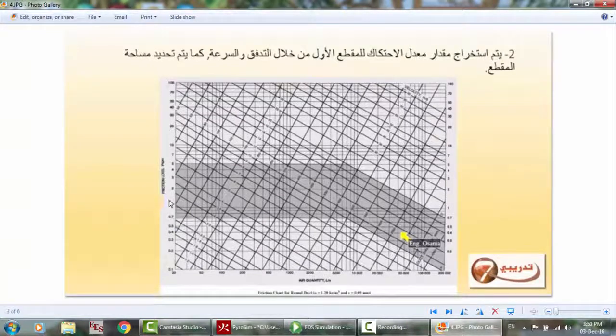So here the friction loss is in Pascal per meter, and we have 0.8. This means that if you have a duct of 10 meters, you will lose 10 times 0.8. So you will lose 8 pascals without any fittings. So if you add fittings to the duct, you will increase the losses.